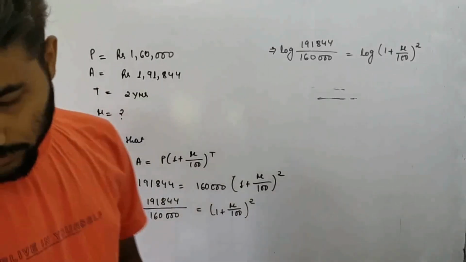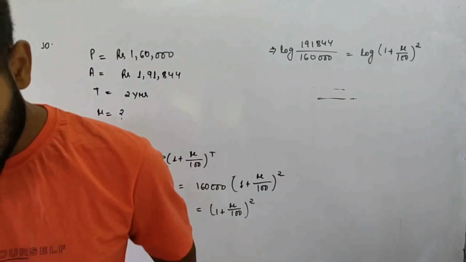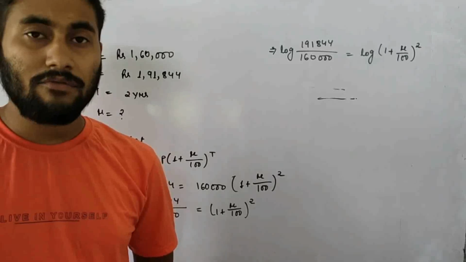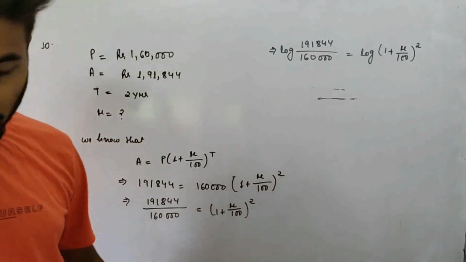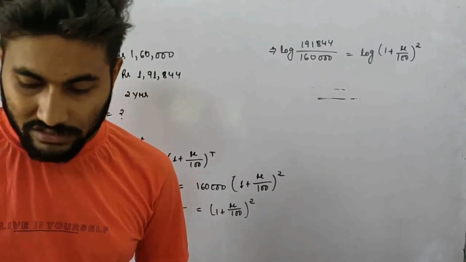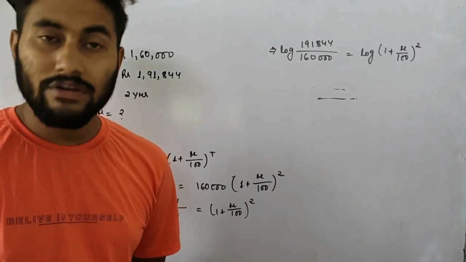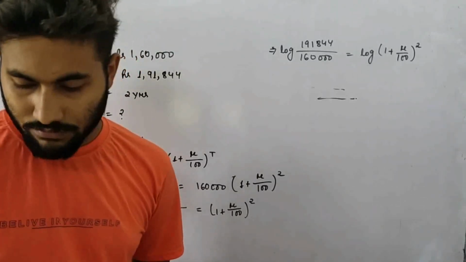Okay, next question, you see question number 11. Again, with the help of logarithm, find the number of years. This time you have to find t. This time t is not given and the rest everything is given as is. Principal is given, amount is given and rate is given. So this time t is not given. Okay, so 11 is also the same thing. Try by yourself.